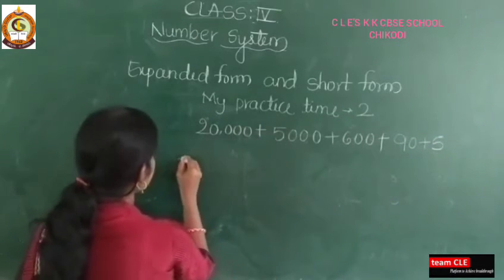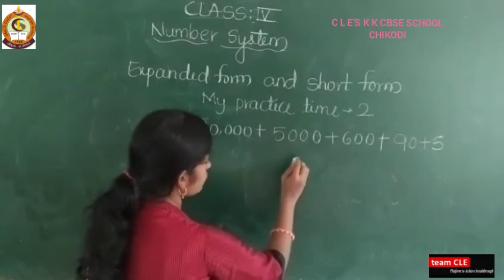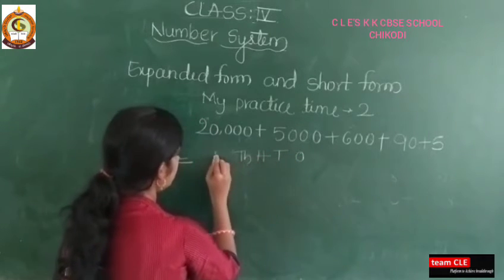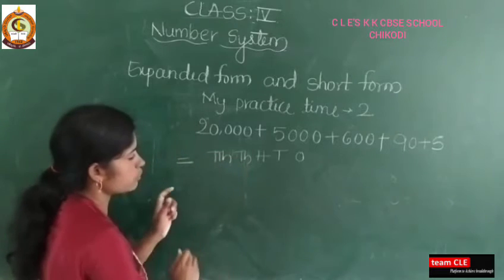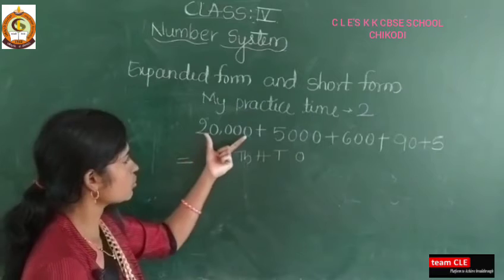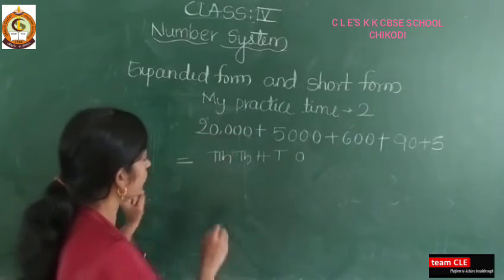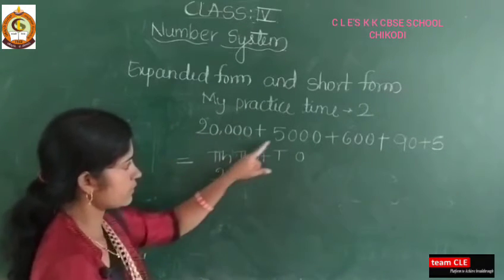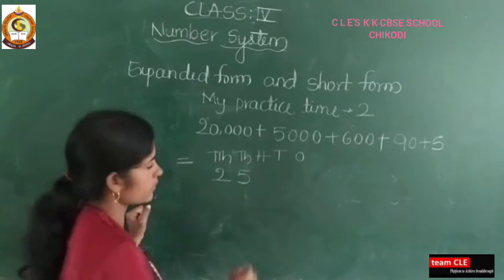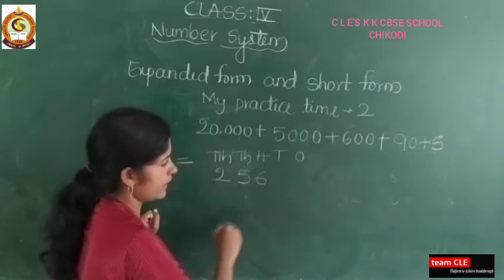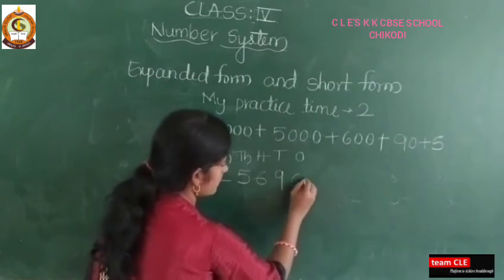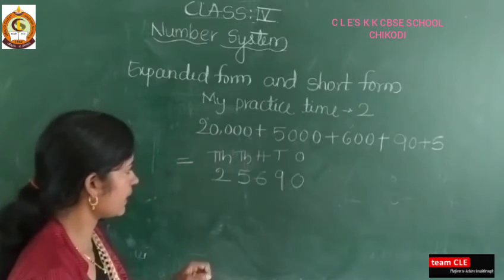So see here, I will write the place value chart first. Ones, tens, hundreds, thousand, 10,000. I will write up to 10,000 because here 20,000 is there. So 20,000 means this 2 will come in the 10,000 place. 5,000 means 5 will come in the 1,000 place. 600 means that 6 will come here in the 100 place. 9 tens, 90, means the 9 will come in the tens place. 5 ones means that will come in the ones place.